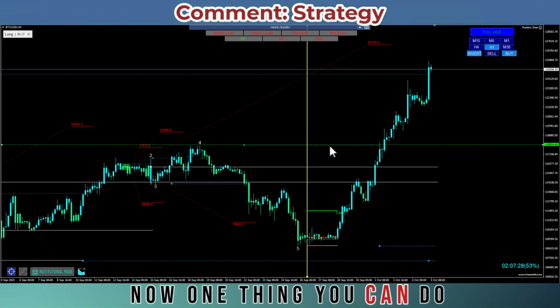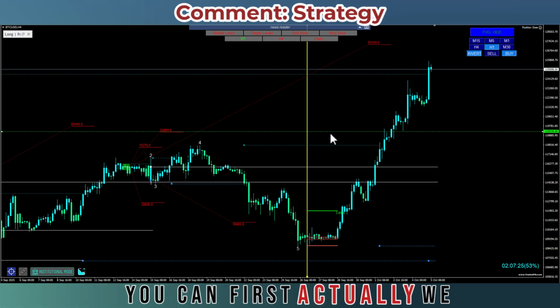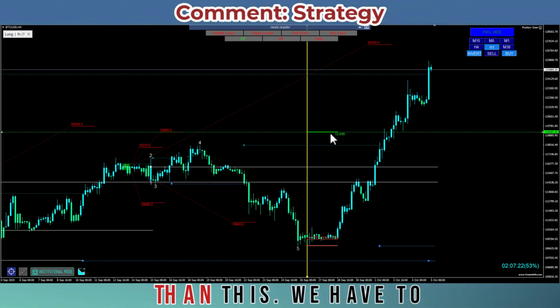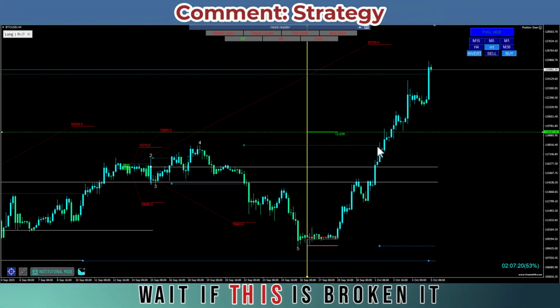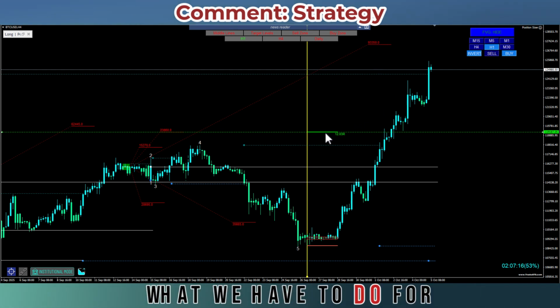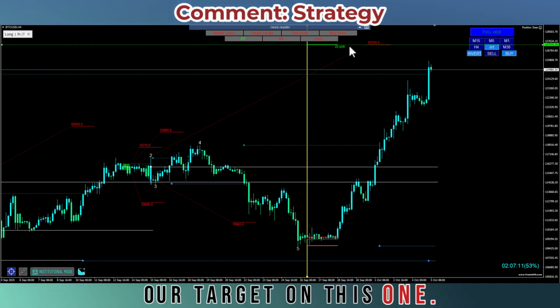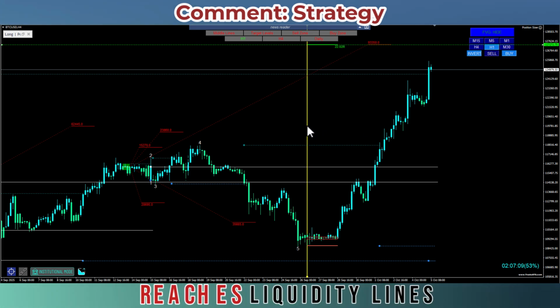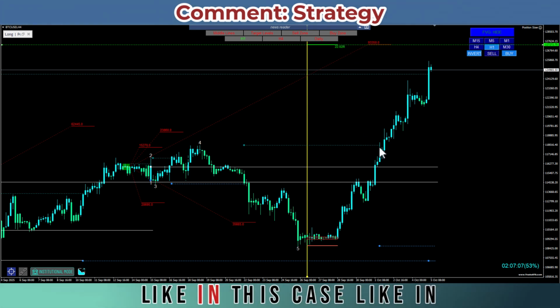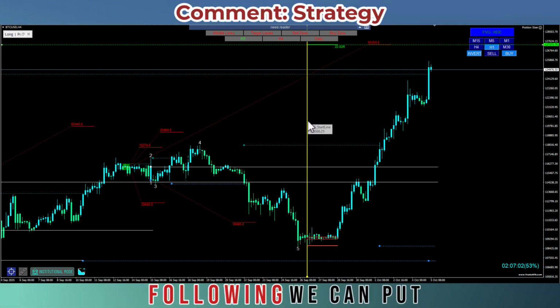Now one thing you can do to maximize profits: actually, we have something higher than this. We have to wait. If this is broken, it will give us this extension forecast. So what we have to do for maximum results is put our target on this one. Now once the price reaches liquidity lines, like in this case, what we can do is the following.